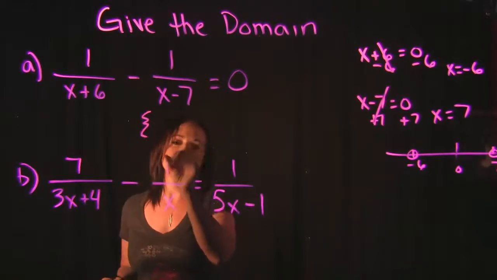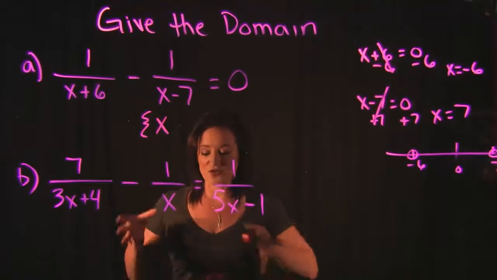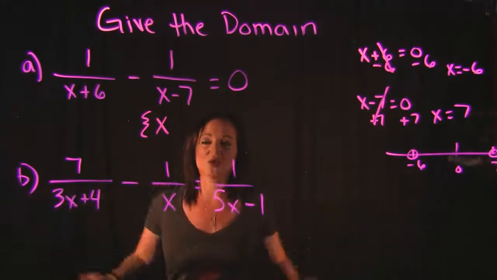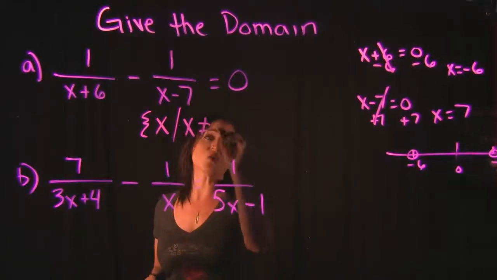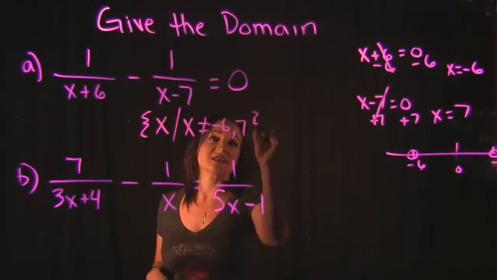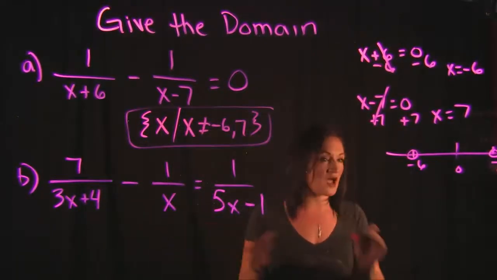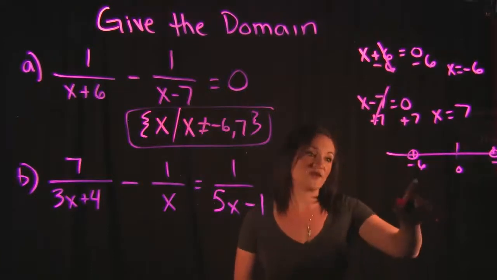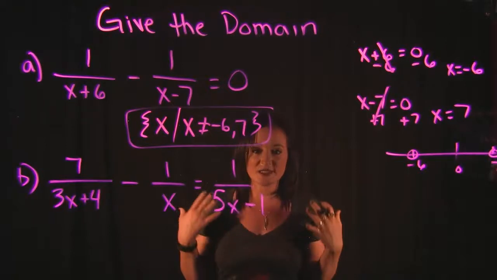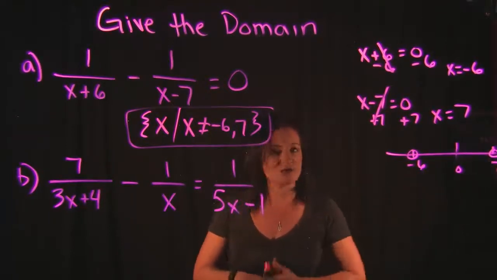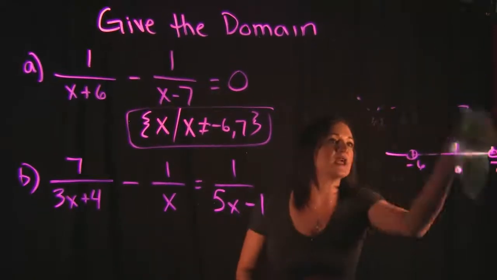So what we're going to do is write our domain like this. We're going to open up our set here, and we're going to say that our domain is equal to all x values, so this pertains to every single x value in your coordinate plane, such that x does not equal negative 6 and 7. So this is what your domain is going to look like here. It's every single x value except for negative 6 and 7, since that's what's going to make our denominators equal 0, and it's going to throw it off at those two values. Everything else is good.